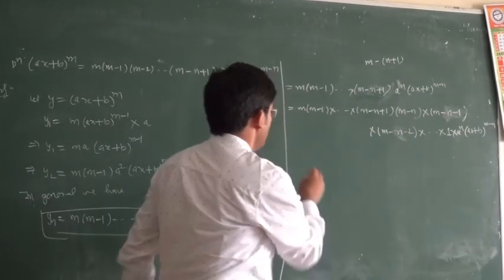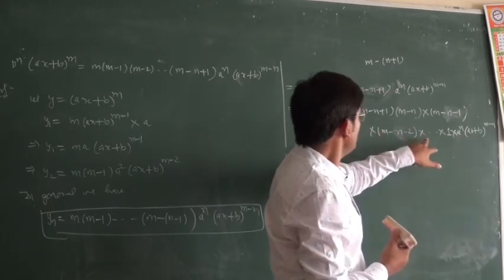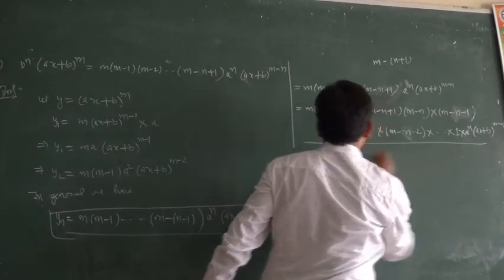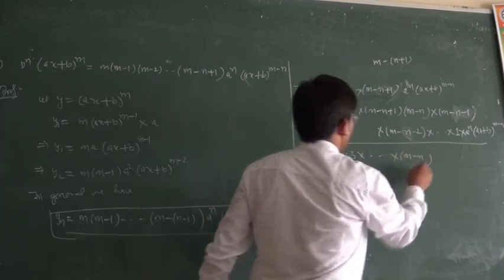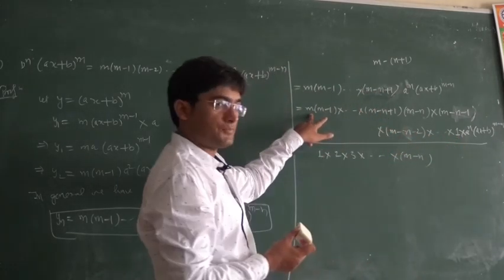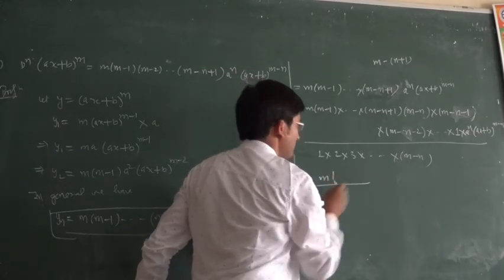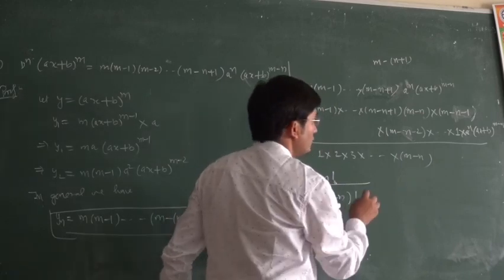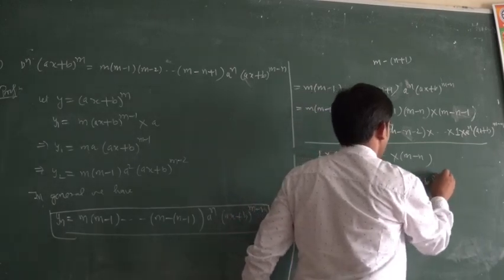So this is equal, now we have multiplied this numerator by 1 into 2 into dot dot dot (m-n). Let us multiply the denominator by this term, 1 into 2 into 3 into dot dot (m-n). So now in the numerator you can see that this is your 1 2 3 dot dot dot m, so it can be written as factorial m. So the numerator is m factorial. Now here this is your (m-n) factorial into a^n into (ax+b)^(m-n).